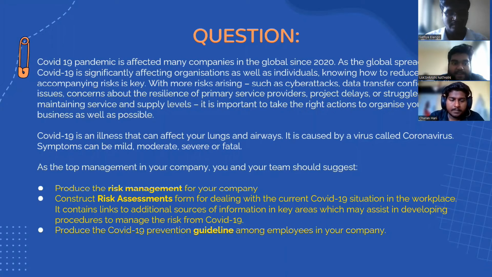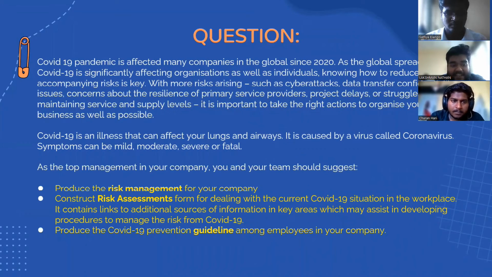This is the question for our PBT task. The COVID-19 pandemic has affected many companies globally since 2020. As the global spread of COVID-19 is significantly affecting organizations as well as individuals, knowing how to reduce the accompanying risk is key. With more risks arising, such as cyber attack, data transfer, confidentiality issues, concerns about the resilience of primary service providers, project delays, or struggles with maintaining service and supply levels, it is important to take the right actions to organize your business as well as possible.